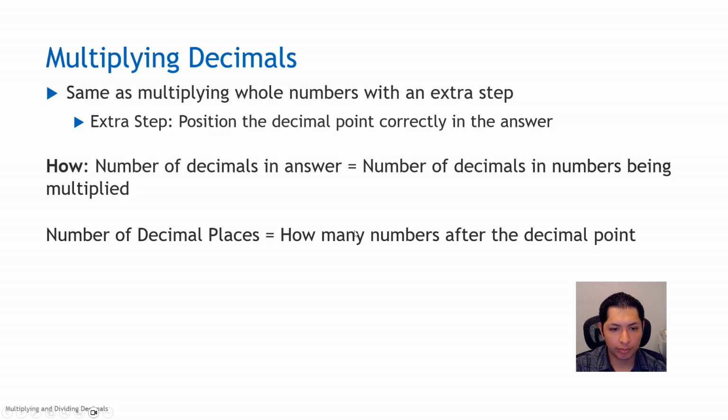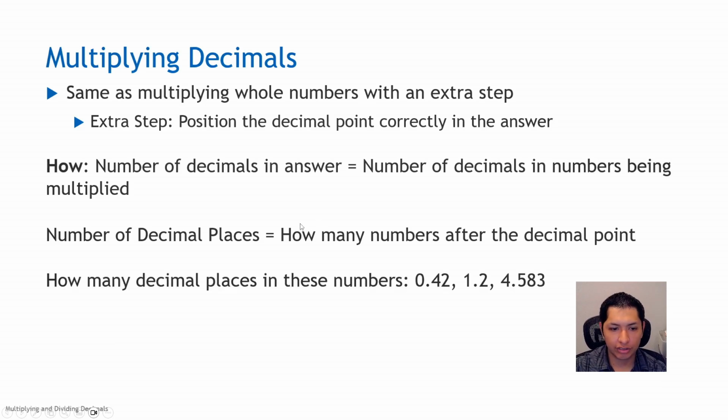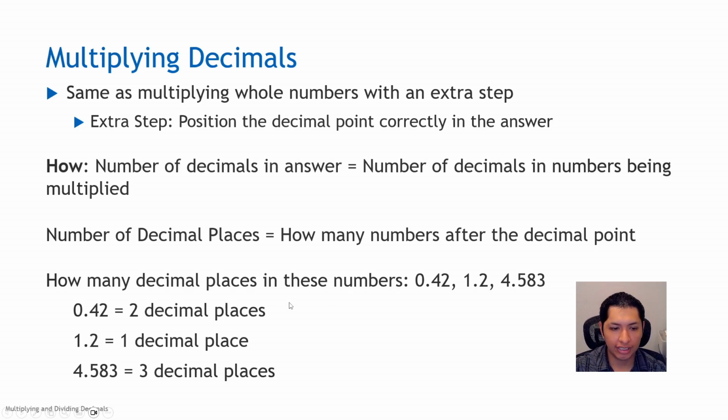So what is a decimal place, or what is the number of decimal places? It's really just how many numbers are after the decimal point. So let's take a look at how to calculate those. Let's say that we are asked how many decimal places are in these 3 numbers, 0.42, 1.2, and 4.583. The number of decimal places, again, is how many numbers are after the decimal point. So for the first one, 0.42, there are 2 digits after the decimal point, so it has 2 decimal places. 1.2 has only the number 2 after the decimal point, so that is 1 decimal place. And 4.583 has 3 digits after the decimal point, so that is 3 decimal places, as shown here.